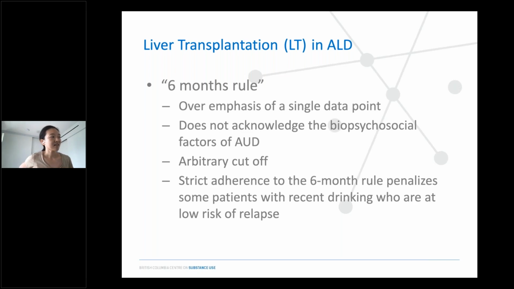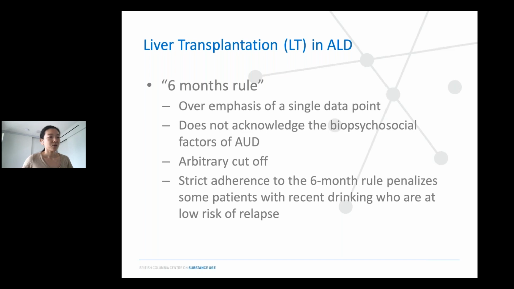The 6 months rule also does not acknowledge the other biopsychosocial factors of alcohol use disorder. It puts a huge emphasis on this specific period of pre-transplant abstinence in a way that allows it to predict future abstinence, but it does not accommodate our current understanding of alcohol use disorder, and it does not address therapeutic needs required to achieve successful abstinence for individuals. For example, development of insight into addictions or helping people to manage internalized shame associated with addictions, and it doesn't teach people coping skills for identifying triggers or managing cravings.